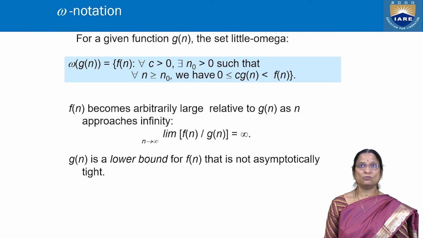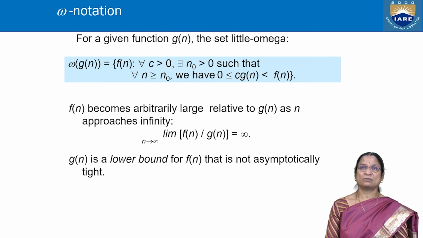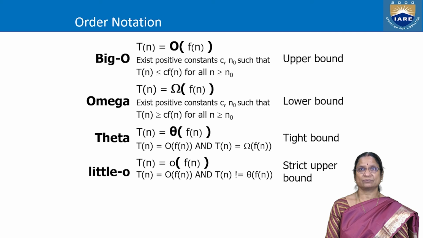Similarly, small omega notation can also be considered. For a given g of n, little omega can be considered. In the case of the little omega function, there exists an n naught greater than 0 such that for all n greater than or equal to n naught, 0 is less than or equal to c g of n, which is less than f of n. That is, a tight lower bound is not possible with our normal omega notation. There we can use this small omega notation.